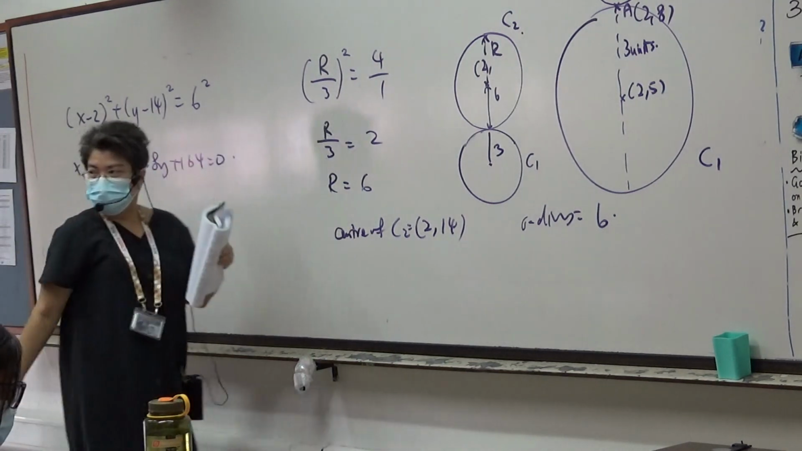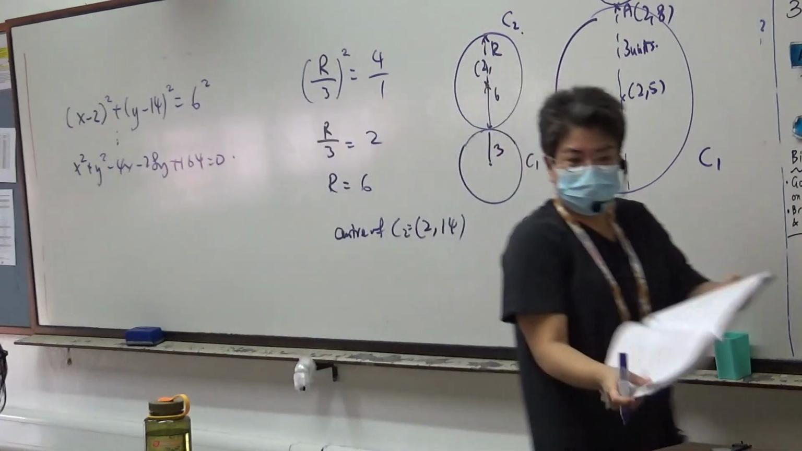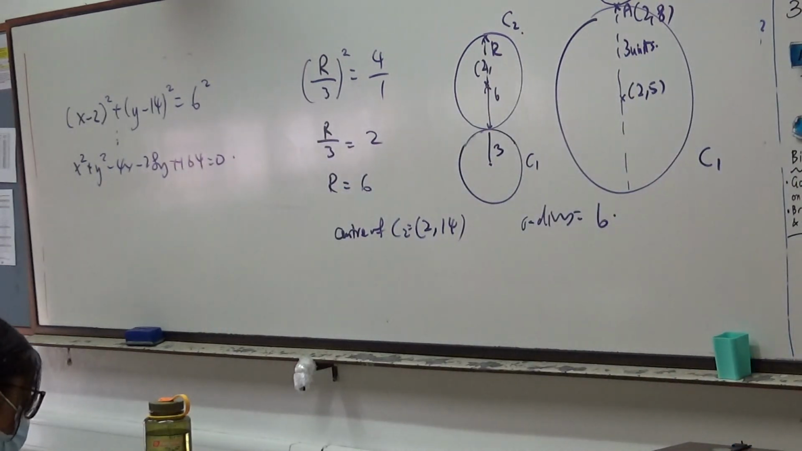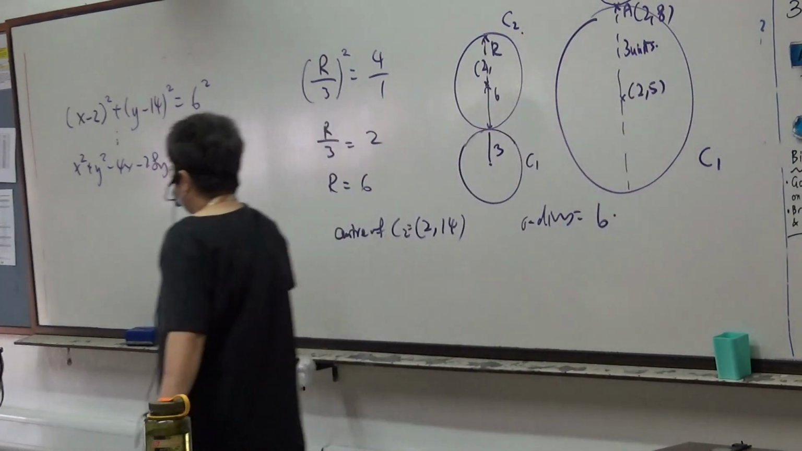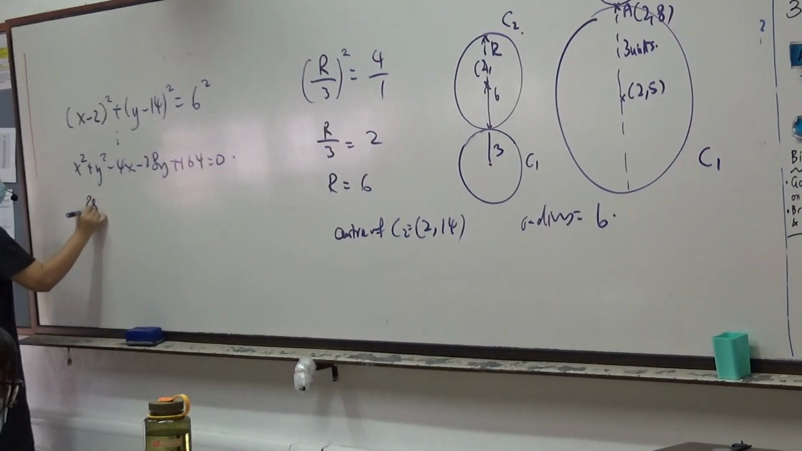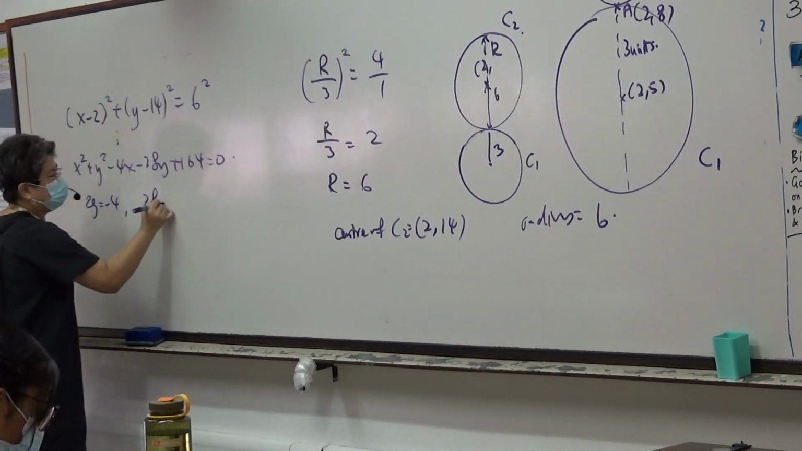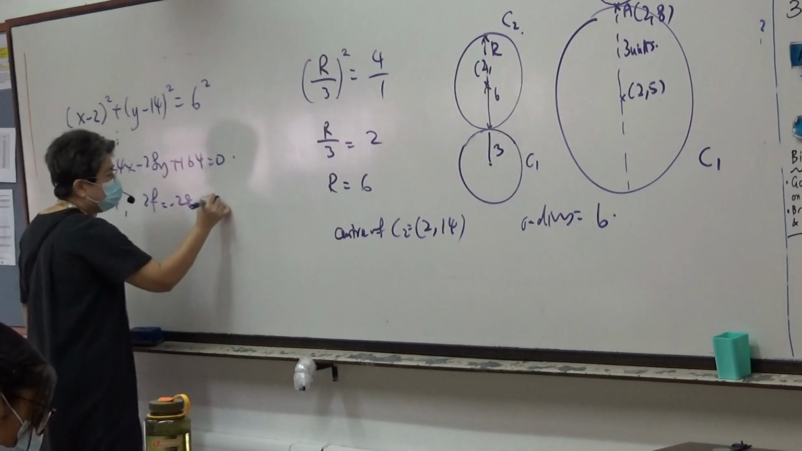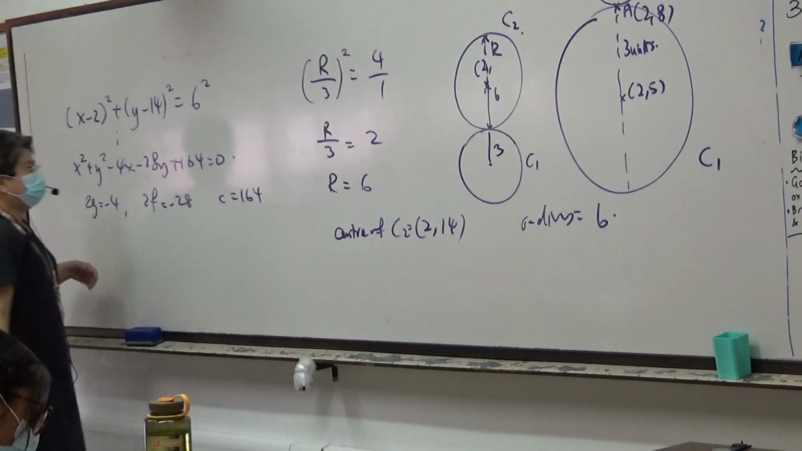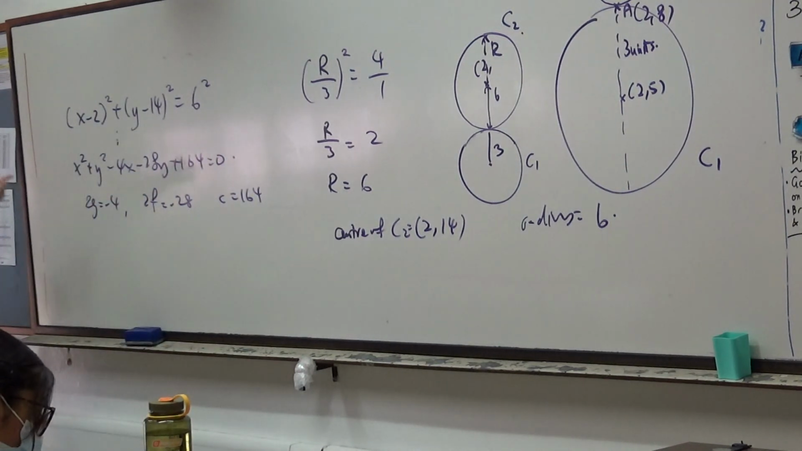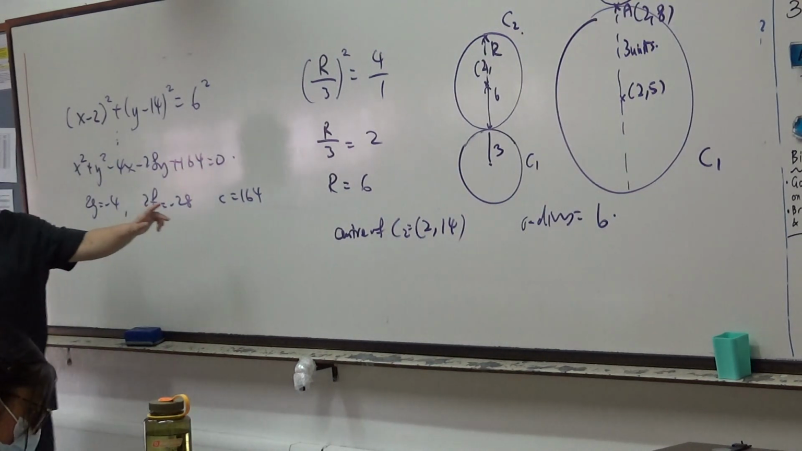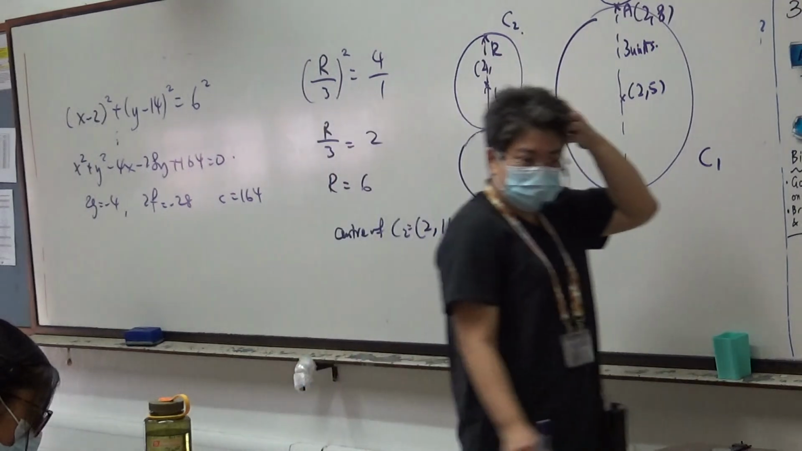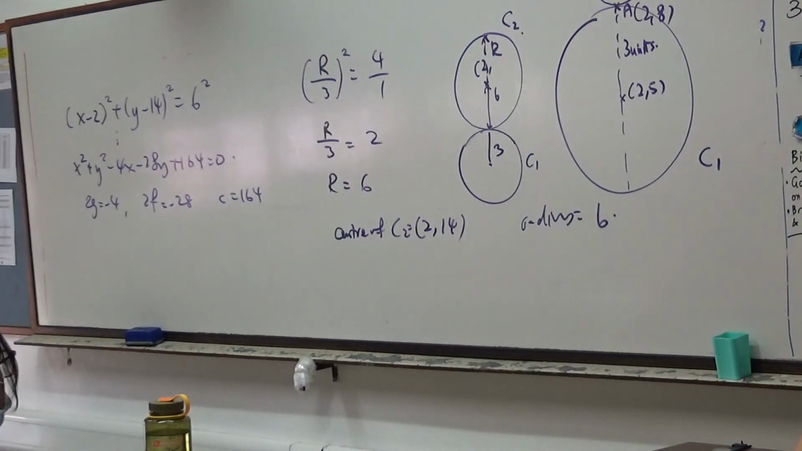Okay? But that's not all. Look at the question, what do they want? They want the values of F, G, and C, right? So you still have to say 2G is minus 4, 2F is minus 28, and C is 164. Then after that, you find out what is G, what is F, what is C. Everybody clear? So I will skip this step. It's very fast. You just have to solve this equation, and you can get the answer straight away.